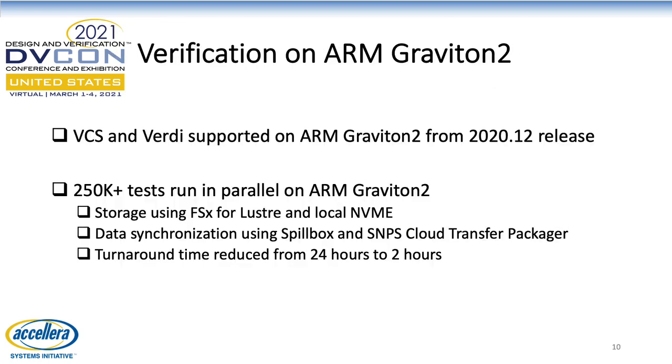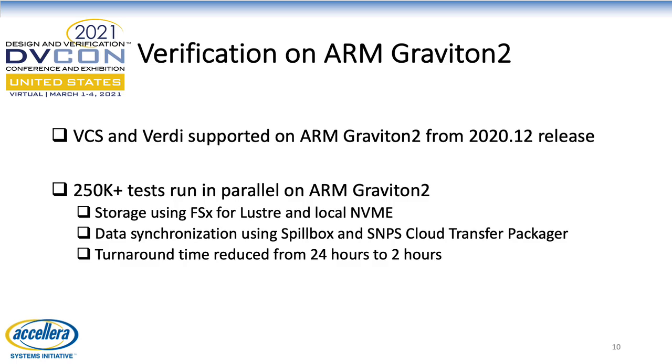Finally, I'd like to end with a summary of our own internal efforts at running our verification jobs on AWS Graviton. As part of our support for VCS, VRD, and VIPs on Graviton, we migrated part of our regression environment over to AWS. This involved running about 250,000 plus tests on AWS.